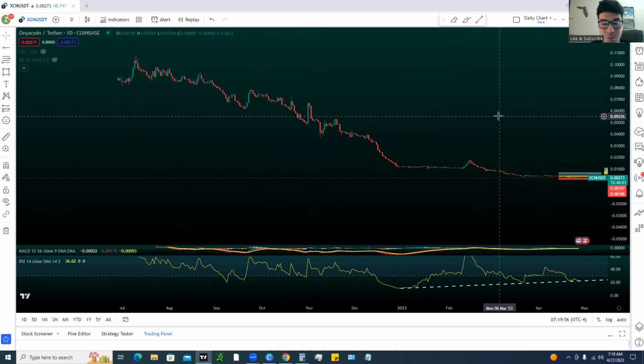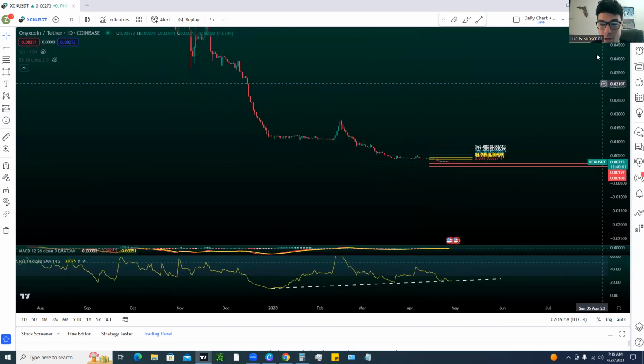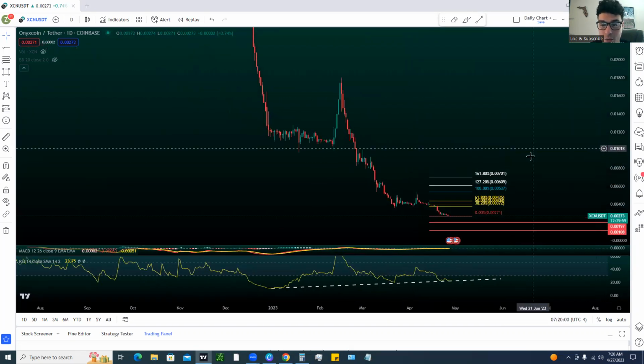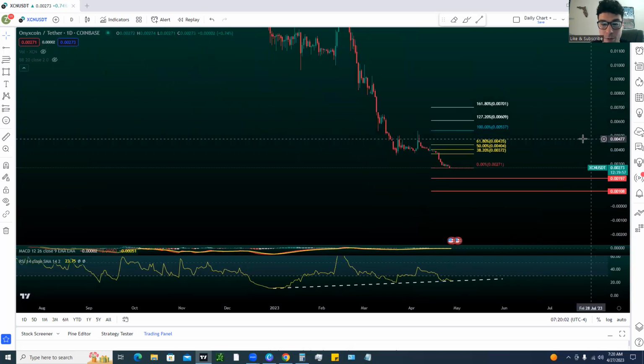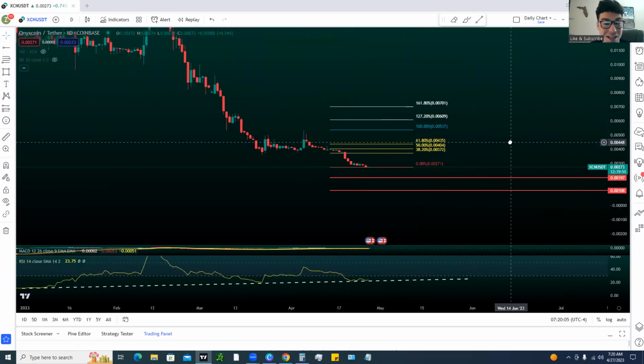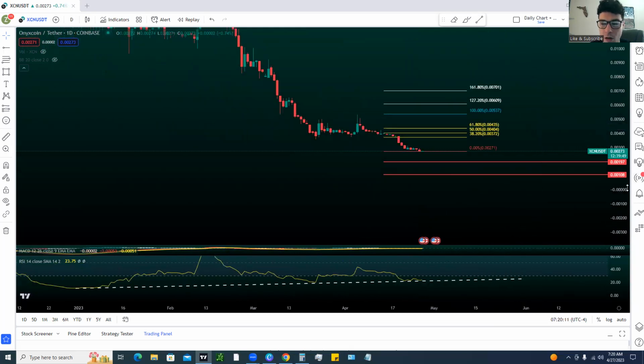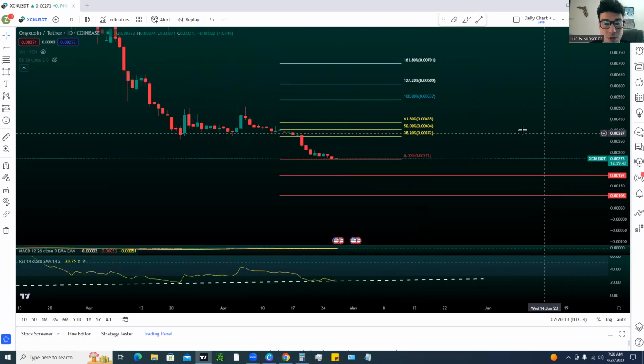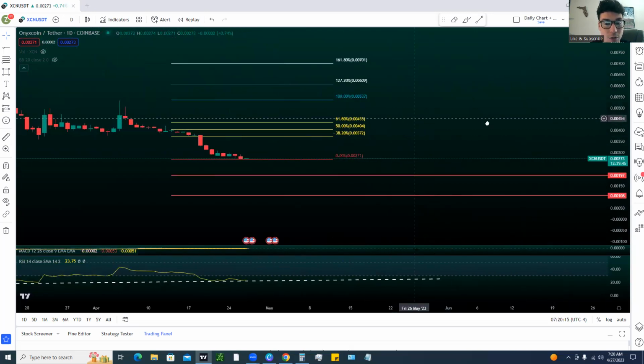So I'm going to break down some of the different strategies that you guys can use to potentially get into a trade. But remember, trading in cryptocurrency is very risky. It involves a significant risk of loss, and it's not suitable for all investors. So be sure to do your own due diligence and use your own risk management.